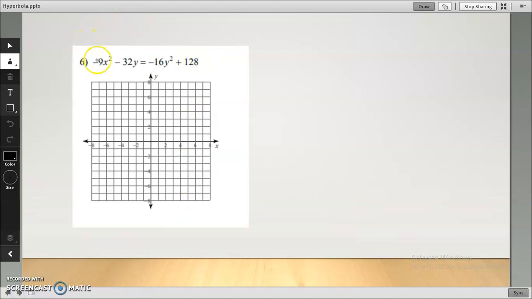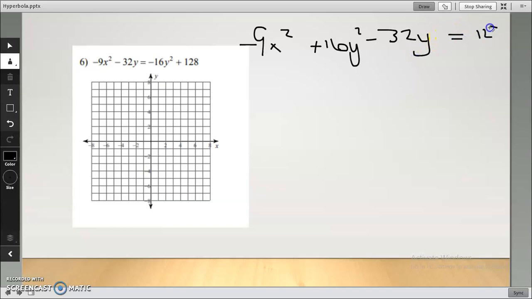Alright, so let's do one where we have to complete the square now. Alright, so again, we're going to put our x values together. So we have negative 9x squared, and I just have that. So then I'll put my y values together. So I'm going to put the 16y squared first, minus 32y. And actually I brought it over to the other side, so it's plus, excuse my mistake, is equal to 128. Okay, so I can't complete the square with this, but I can complete the square with this y.